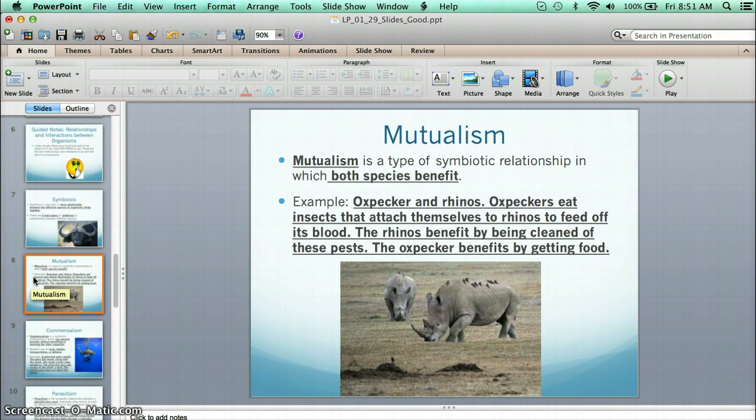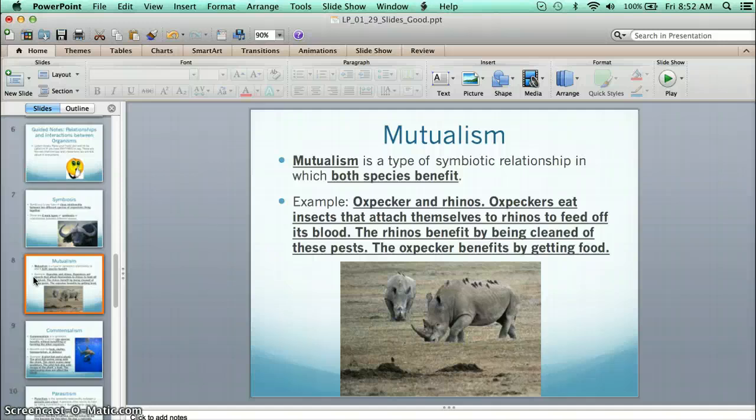Mutualism is a type of symbiotic relationship in which both species benefit. If you think of the word mutual, think of a mutual friend, like a mutual friend on Facebook. It's a friend that you have in common with someone else, so both of you have that friend. In mutualism, both species benefit from the relationship.